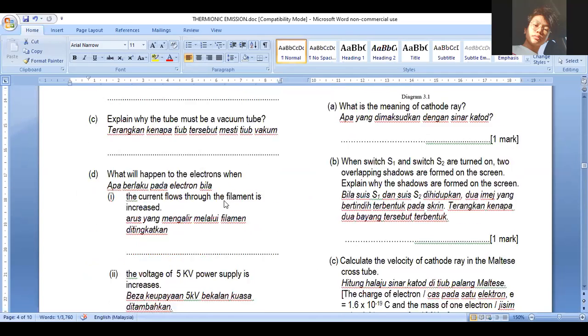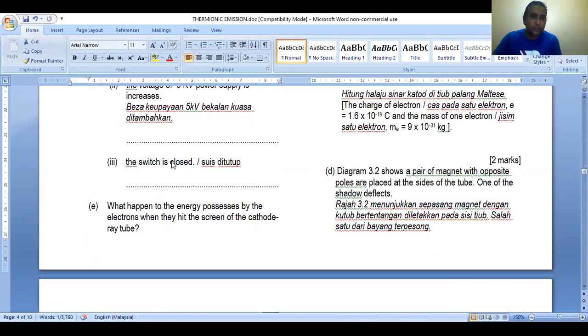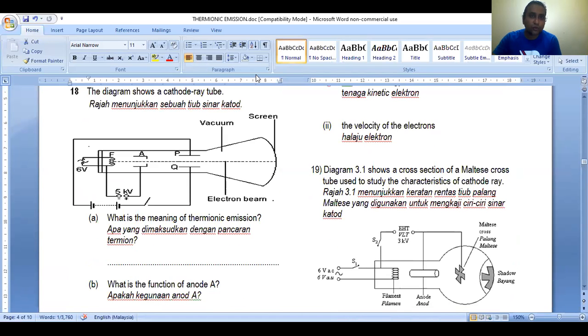Next. Now, the switch is closed. What happened when you close the switch? Now we are talking about this switch. P is connected to the positive terminal, so P becomes positive. Q becomes negative. So when the cathode ray travels, it will be deflected upward. Why? Because negative is attracted towards positive.